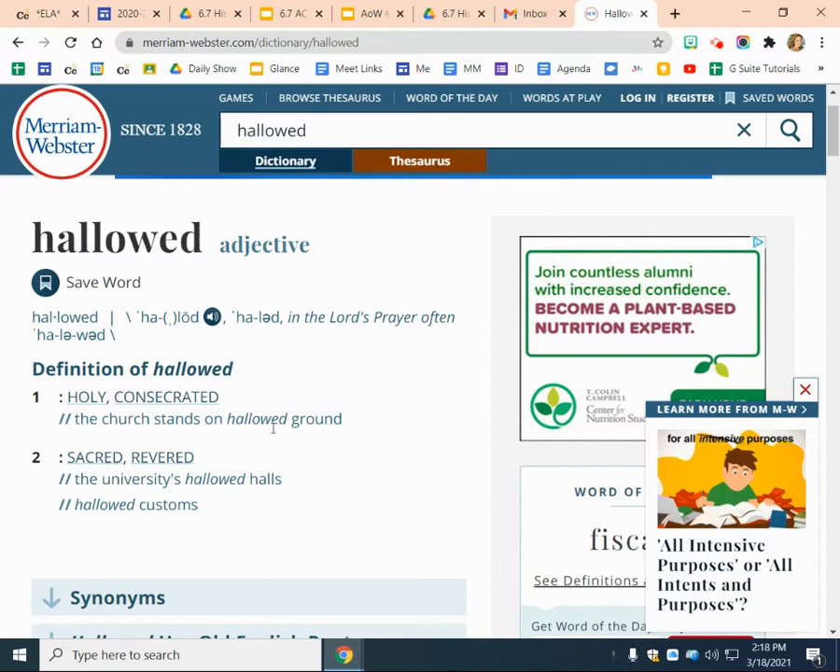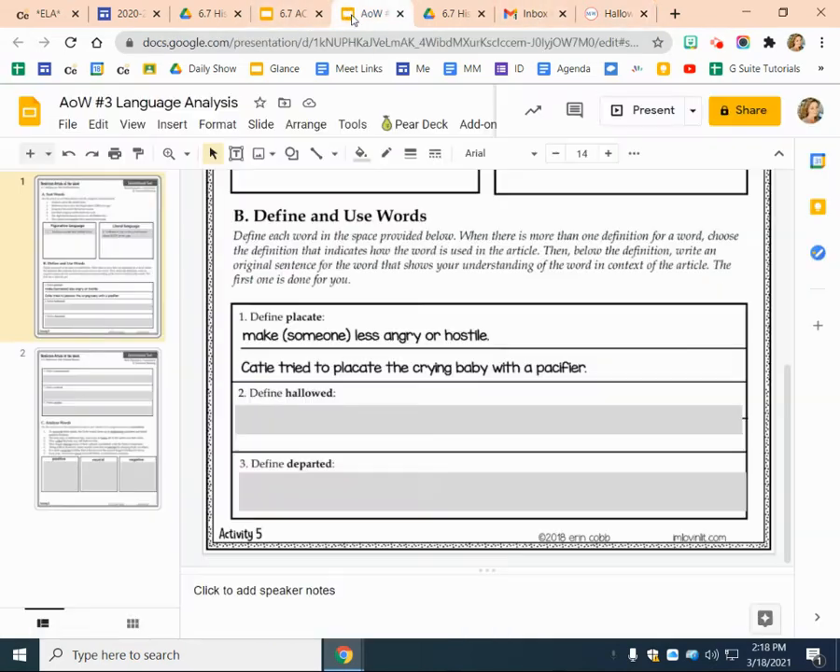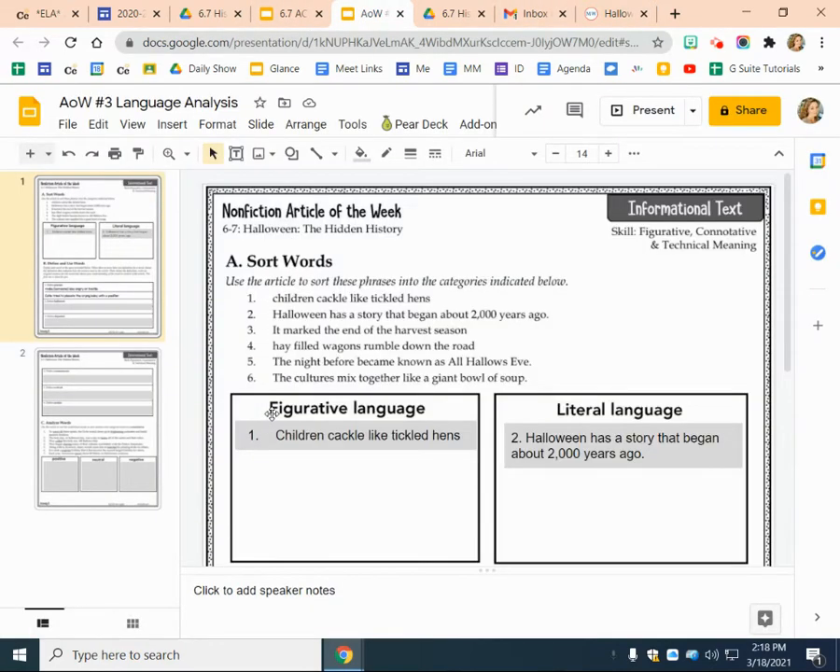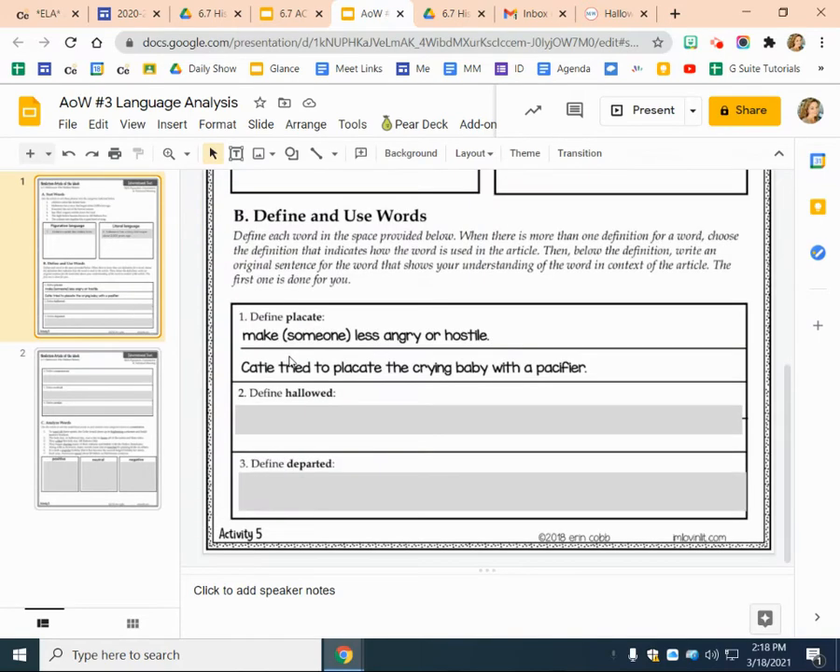The church stands on hallowed ground, holy ground. Or the university's hallowed halls, sacred. That means they're very, very special. So I'm going to use the definition holy, because in the article, that's how the word is being used. So I'm going to go back to my answer. So I'm going to define it as holy.